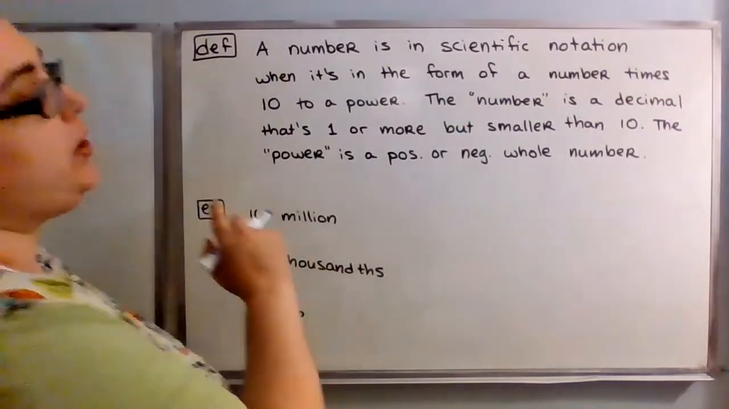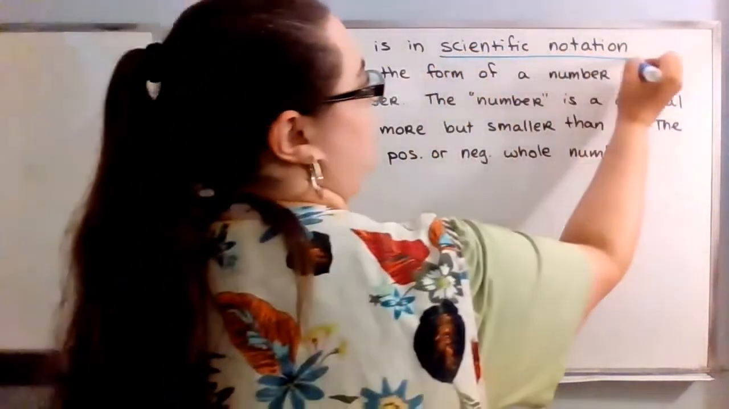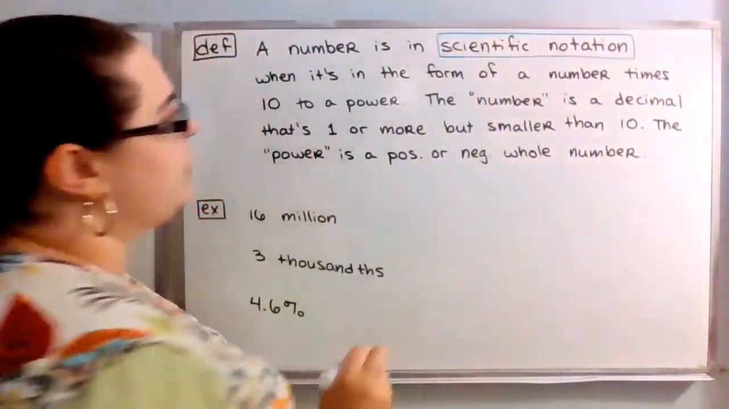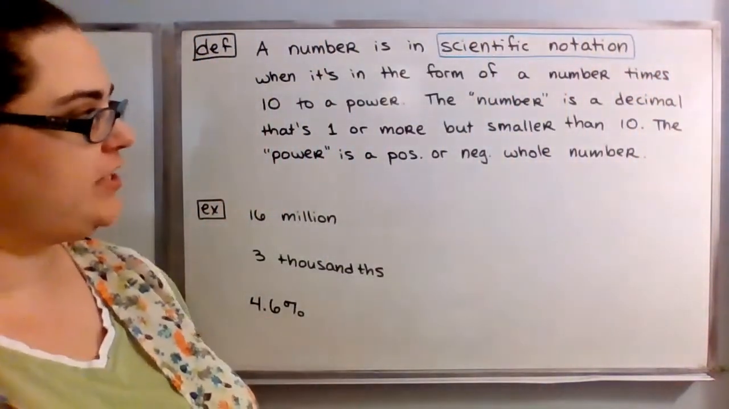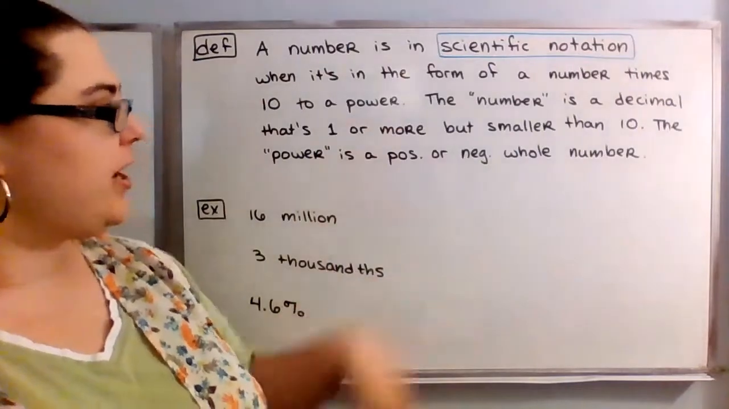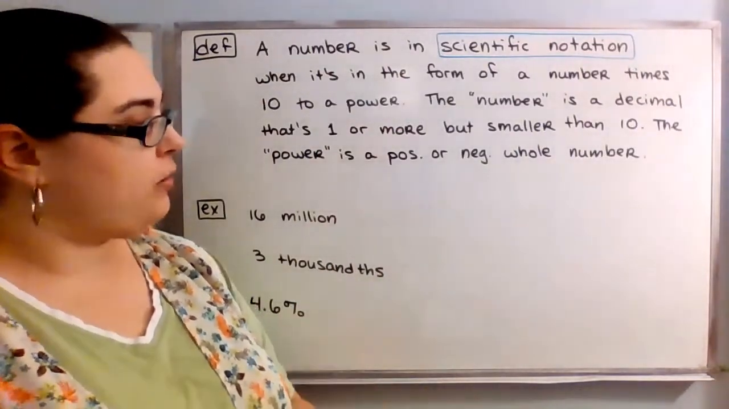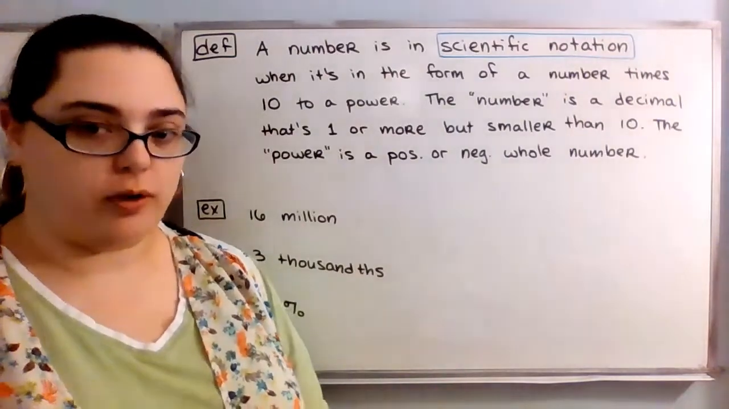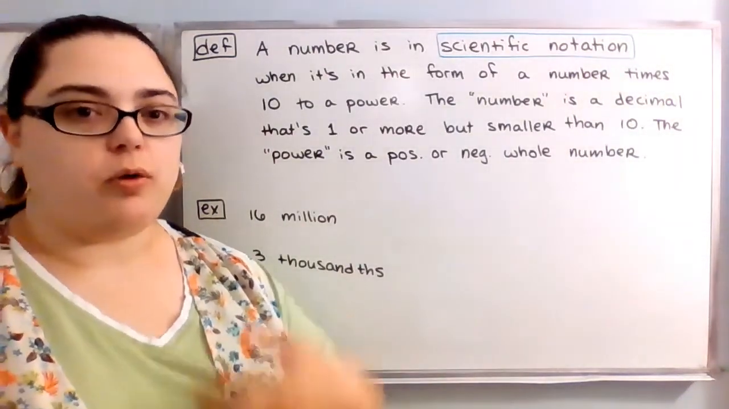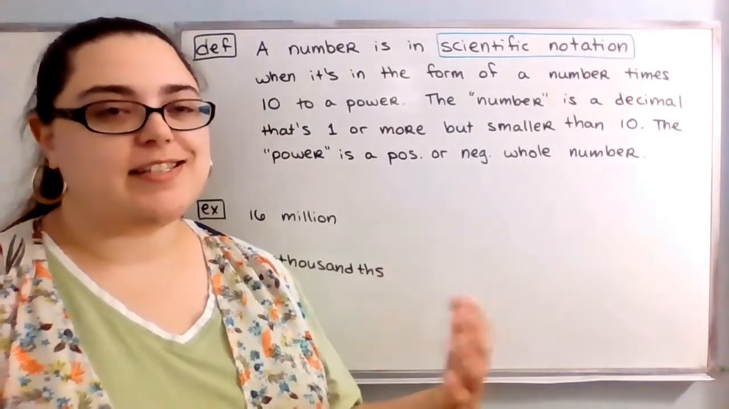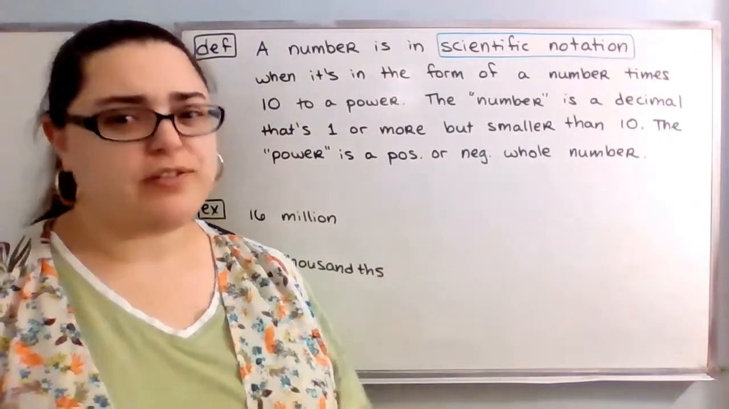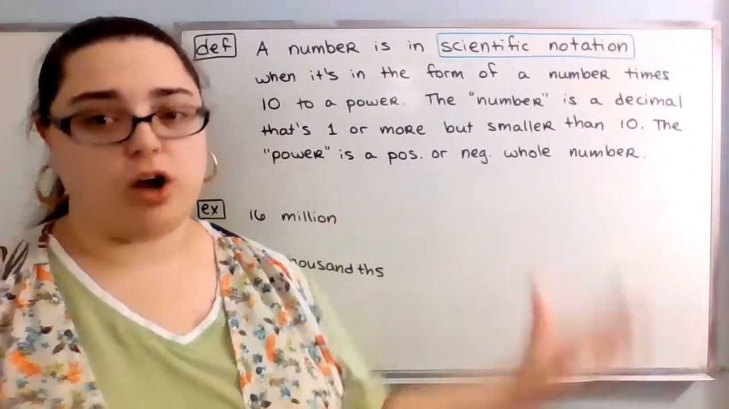It says a number is in scientific notation when it's in the form of a number times 10 to a power. The number has to be a decimal that's 1 or more, but smaller than 10, and the power has to be a positive or negative whole number. So scientific notation is basically an abbreviated form of a really long number.